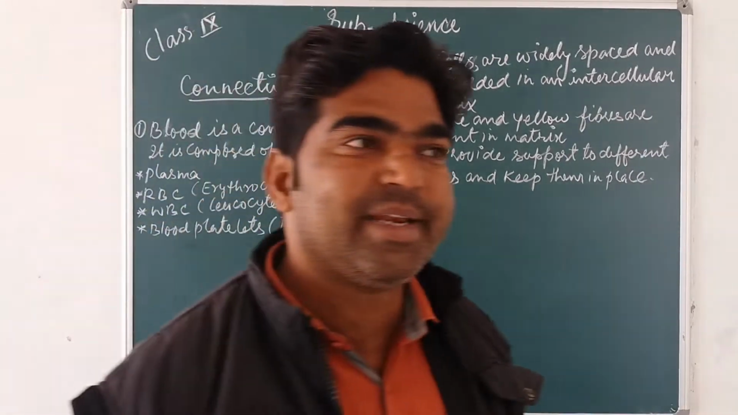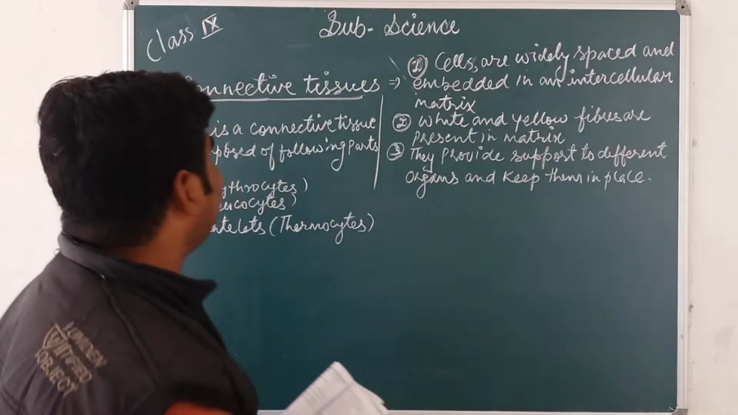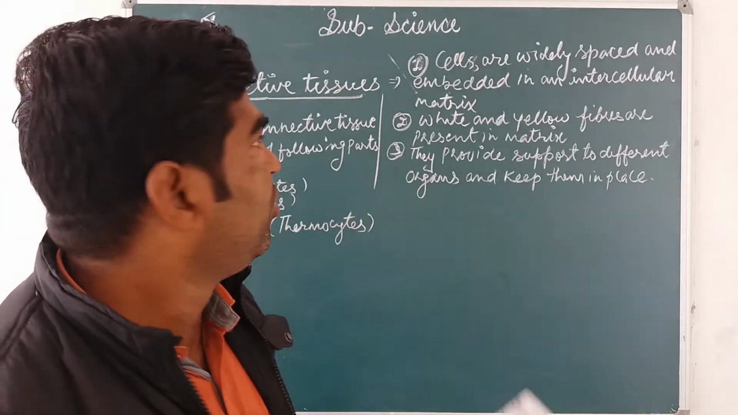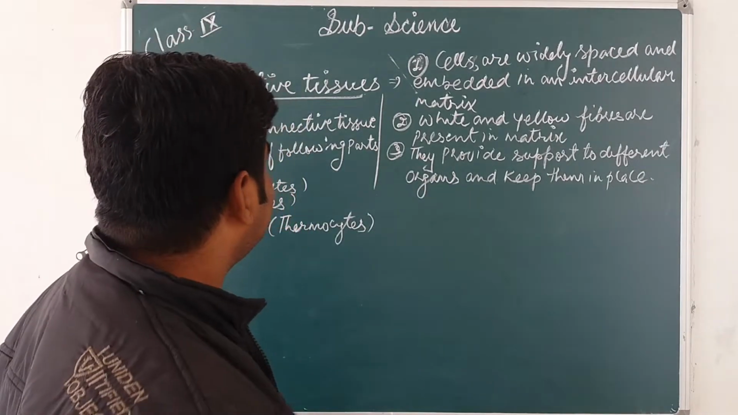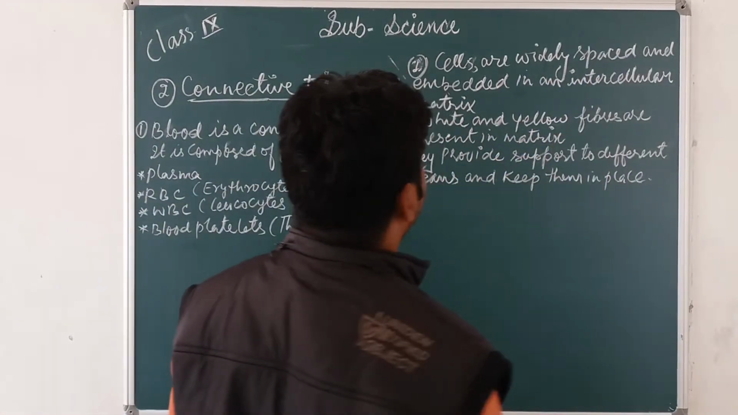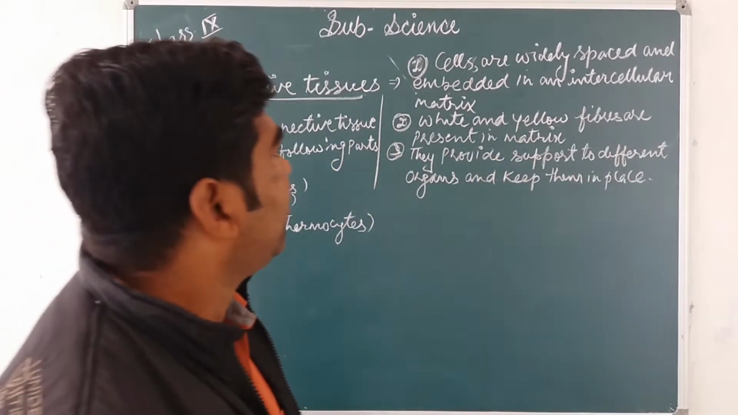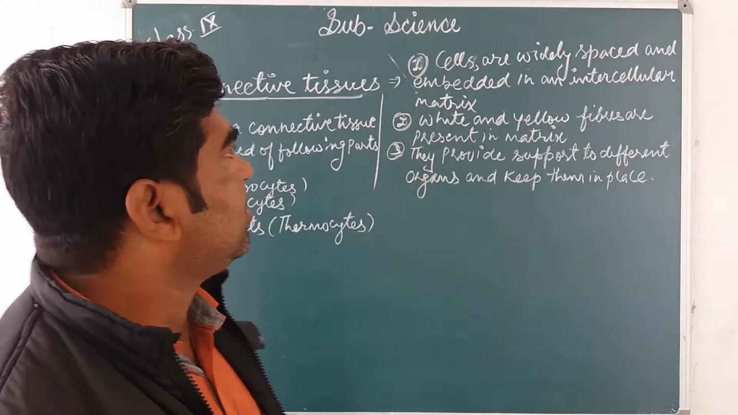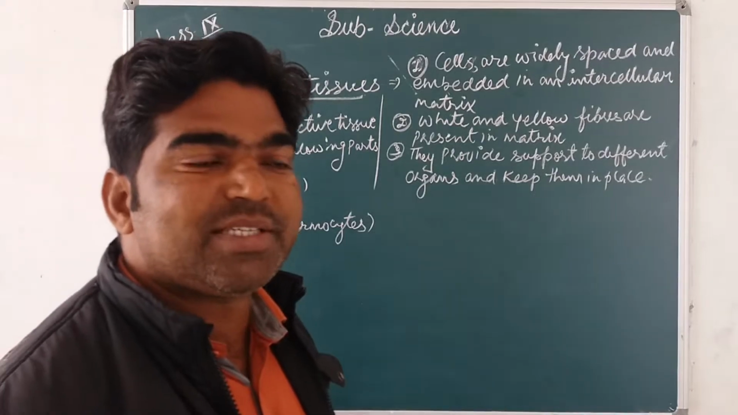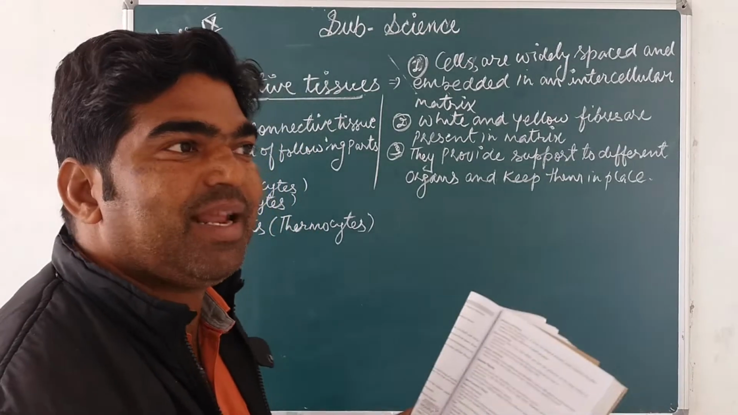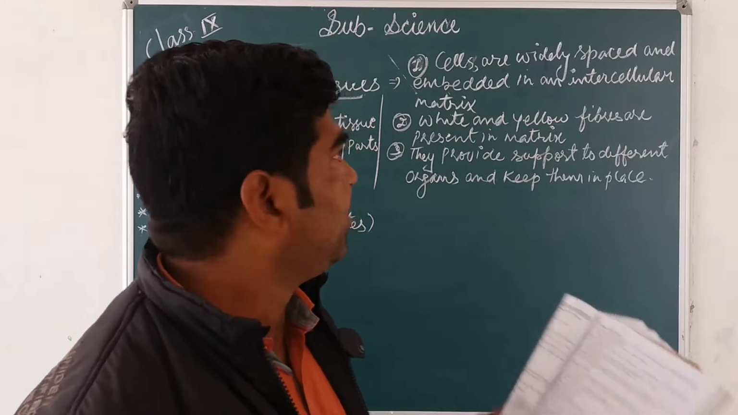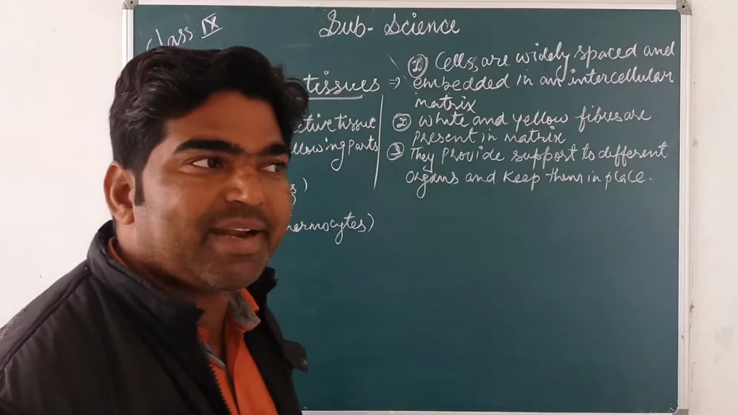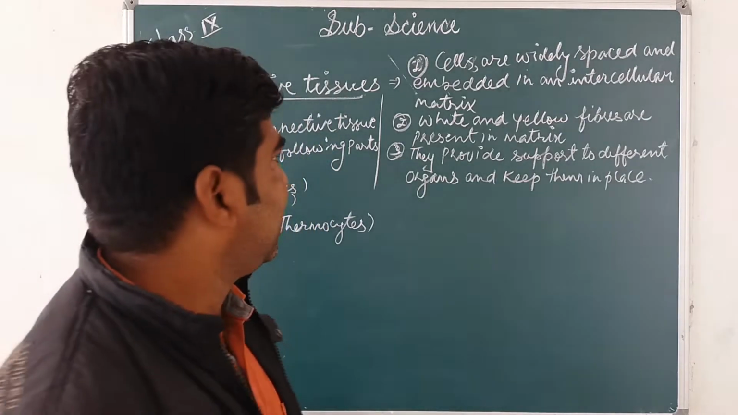In animal tissues, the second type of tissue we discuss is connective tissue. The cells of connective tissues are widely spaced and embedded in an intercellular matrix. This means there is space found between the cells, and these are embedded in the matrix, which is a fluid, jelly-like substance.